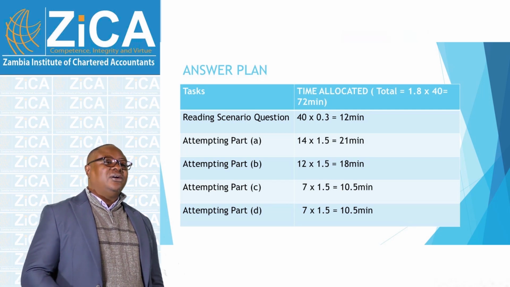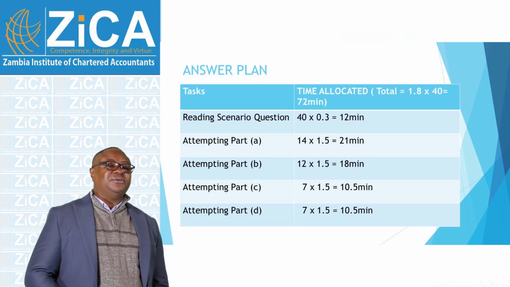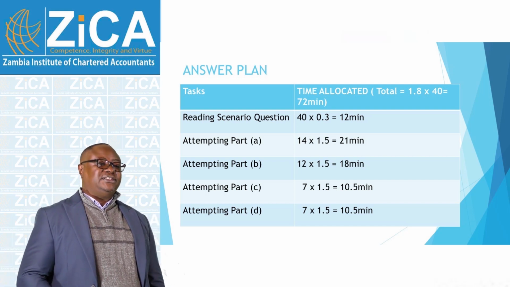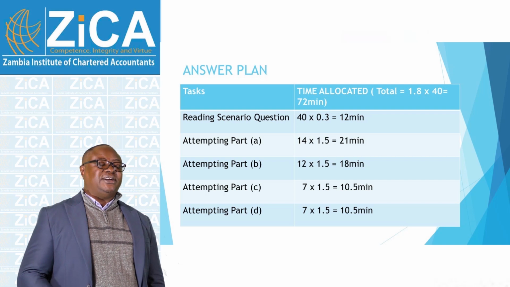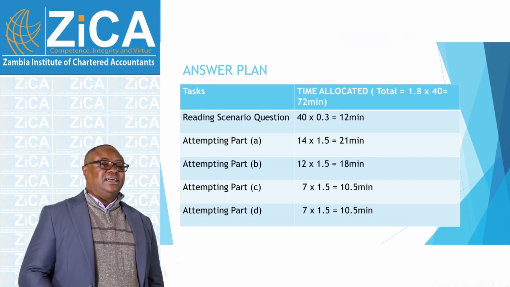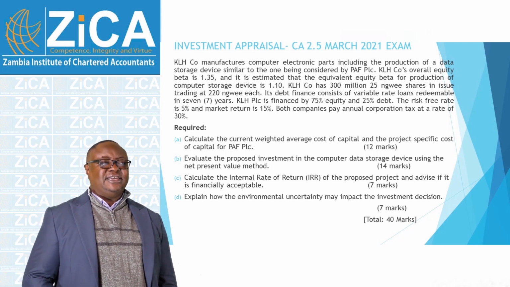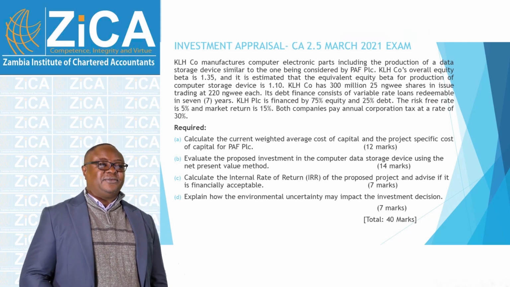So you are using from 1.8, if you remove 0.3, you remain with 1.5. And that's the one you use now to determine how much time you should allocate in answering each part of the question. You follow this and you will not be disappointed in the next exam sitting that you'll be sitting. Planning is important. In everything, planning is very important. There is a saying that failure to plan is planning to fail.